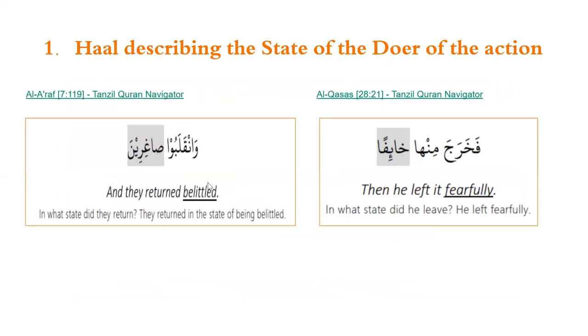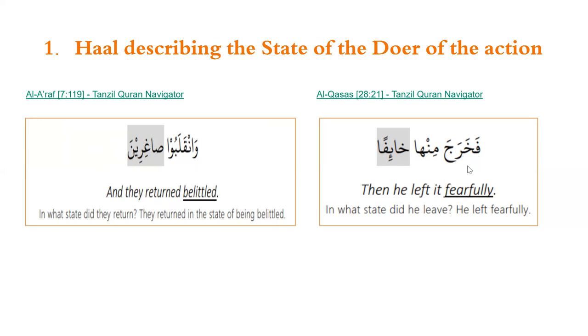So this is the first condition, in which Haal is describing the state of the doer of the action, the fa'il. We have two examples from the Quran. The first one, on the right side, is from Surah Al-Qasas, ayat 21. It's this portion: فَخَرَجَ مِنْهَا خَائِفًا. This is a part of a big ayat, but we are focusing on this part because we want to know a condition in which Haal is describing the state of the doer of the action.